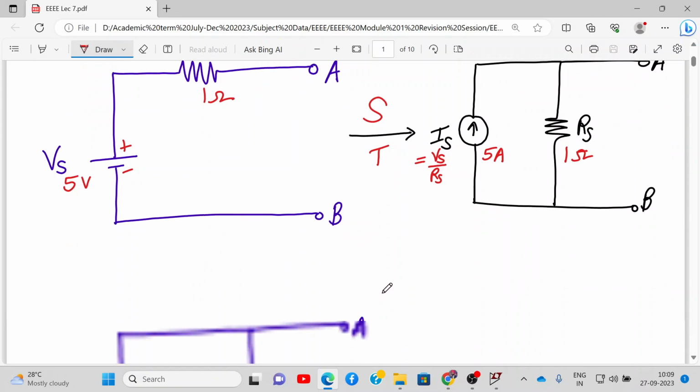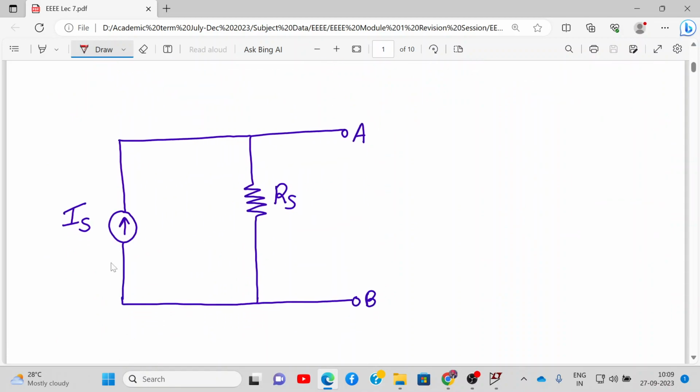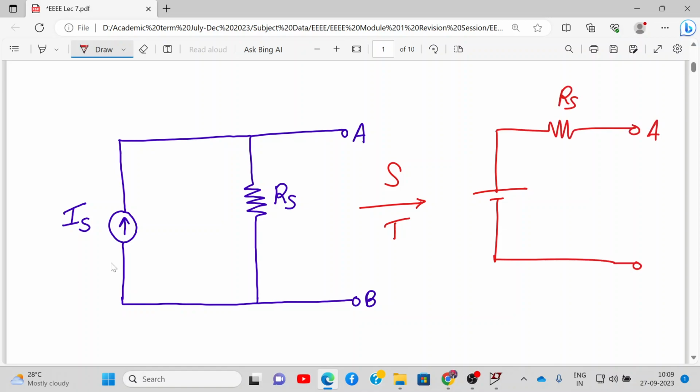Now let us do the other way around. Let's say you have a current source in parallel with resistor Rs. If you apply source transformation over here, it gets converted into a voltage source in series with a resistance Rs. Now to determine the values of this voltage source Vs and Rs, let's say that this Rs is 2 ohm and this current source value is 2 ampere. So Rs value will be the same, 2 ohms, and the voltage source value Vs is Is into Rs. So that will be 2 ampere into 2 ohm, that will be 4 volt.